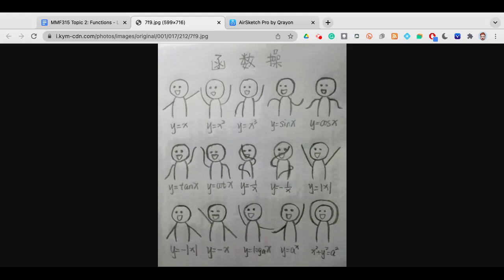Is that you, Joe? Man, with a mask on, this is interesting.